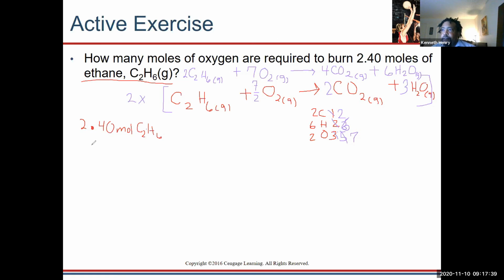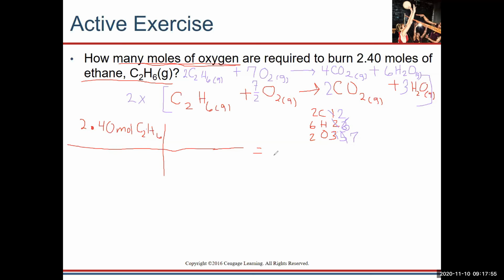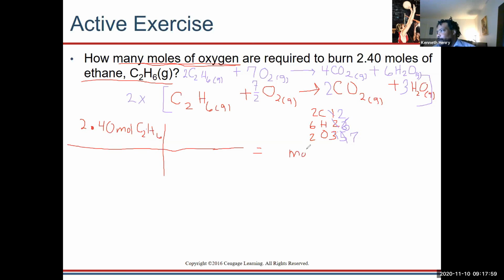So this is our given. And what are we looking for? Moles of oxygen. So we want moles of O2. Okay, so what am I going to do?